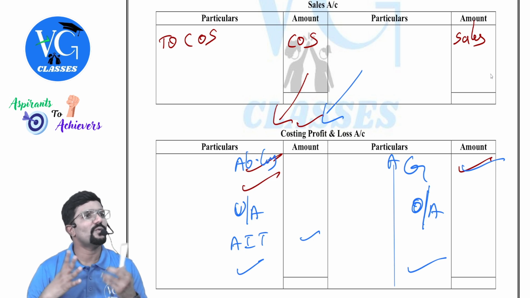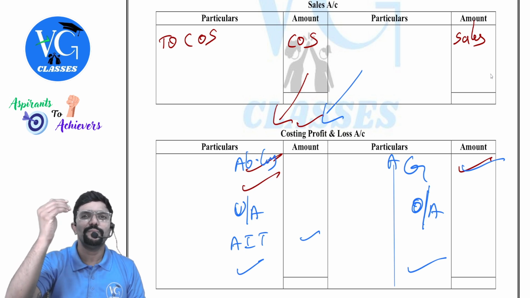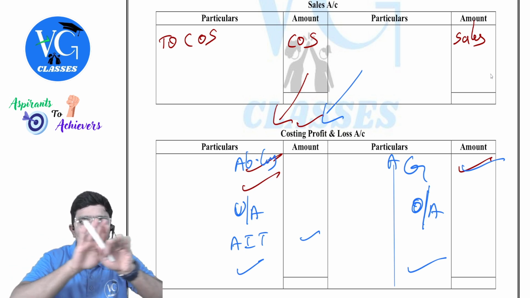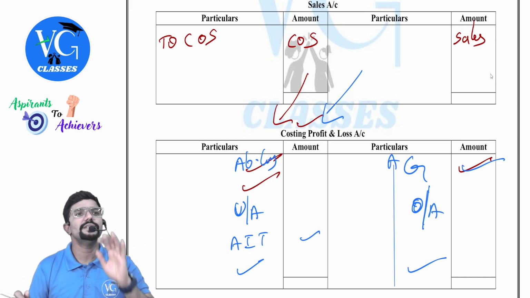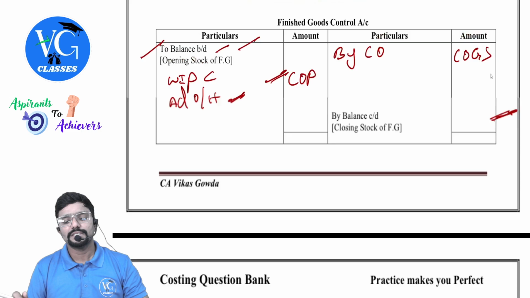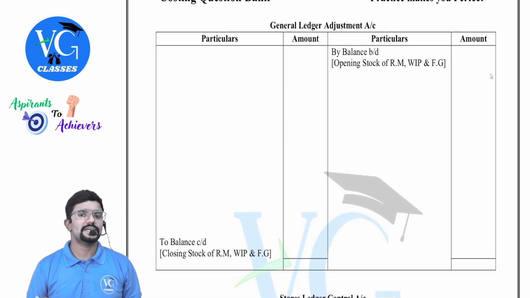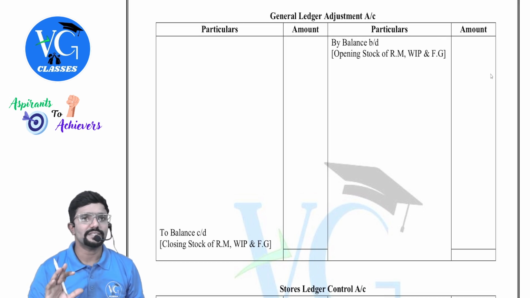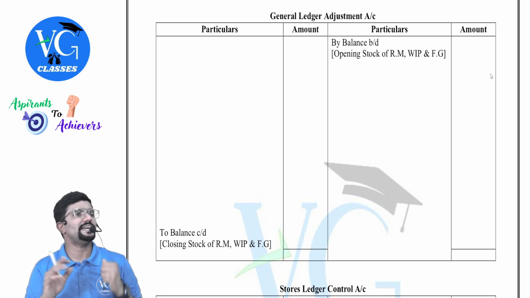Is that clear? Now, what is this general ledger adjustment account? One additional account which we will prepare in cost records only to complete the double entry system. That means, sir, that is a special account for us? Yes. Guys, this account will represent or replace cash, bank, debtors, creditors.